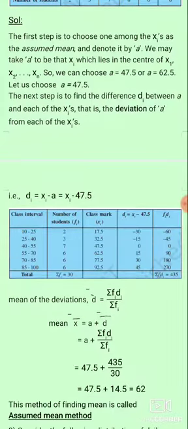Now the next one. Consider the following distribution of daily wages of 50 workers of a factory. One table, class interval and frequency, is given.